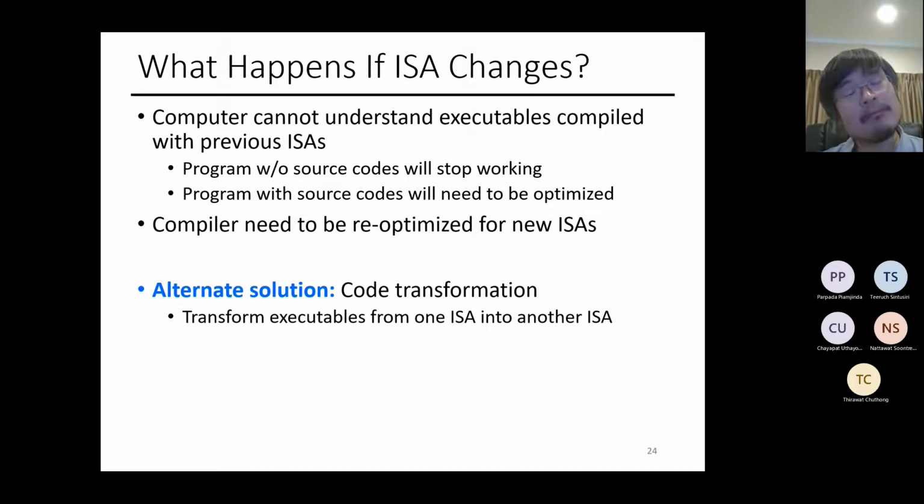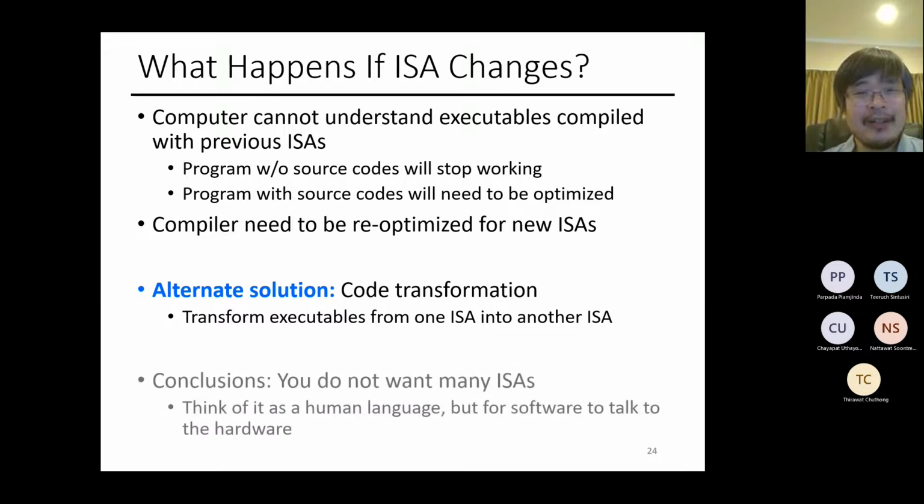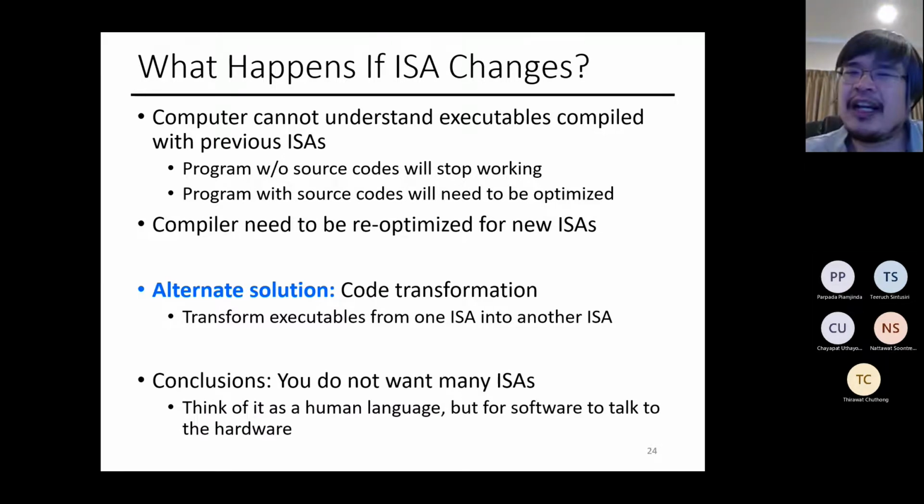But my key message is this. You don't want a lot of ISAs, right? Think of ISAs as the number of human languages. How many people here would agree that if humans only used one language, the world might be a much easier place, to be honest? We could go to different countries and we would talk the same language. Would that be convenient?